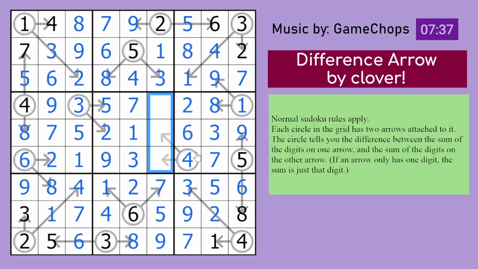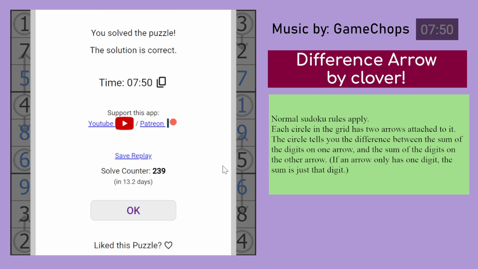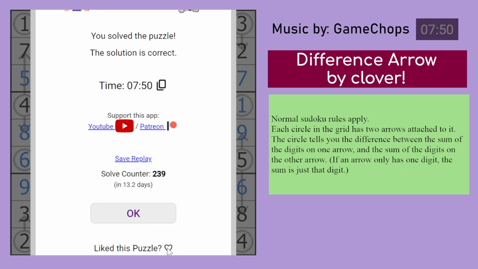The last 3 digits have to be 4, 6, and 8. And let's just use these arrows one more time. For these two to differ by 4, they have to be 4 and 8. And this 4 itself already helps us disambiguate that, giving us our last digit. Yeah, solving the puzzle in 7 minutes and 50 seconds.